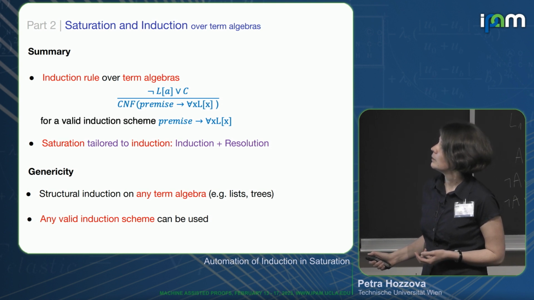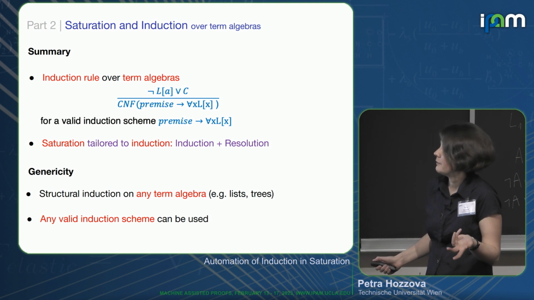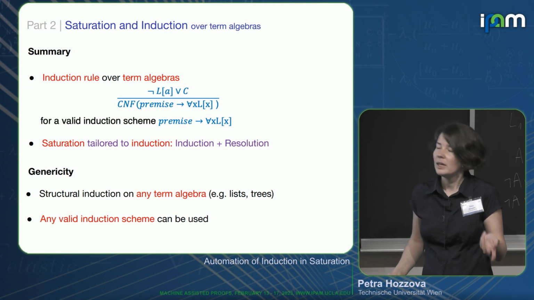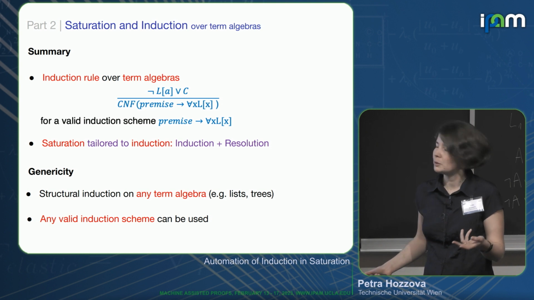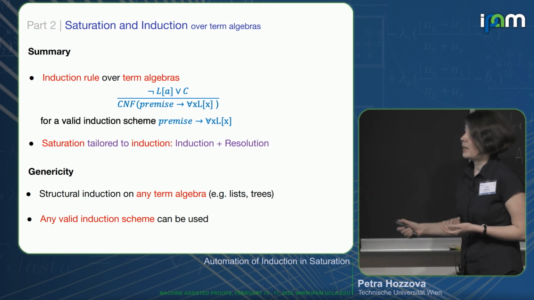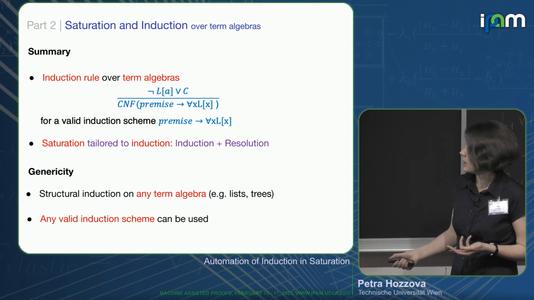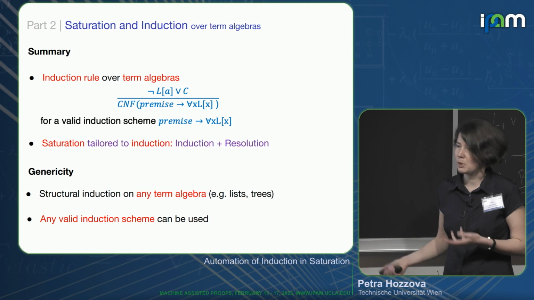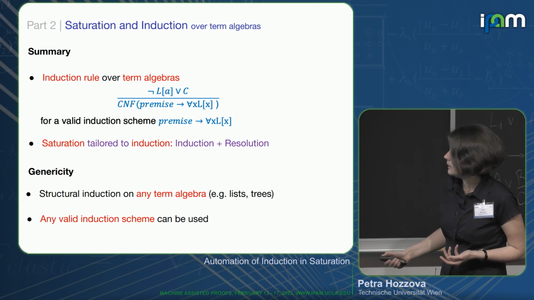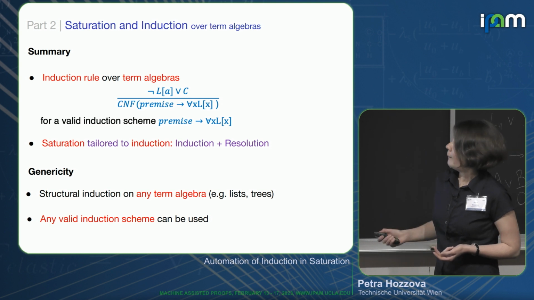We have to build the induction scheme for any inductively defined type or term algebra that we have, but this can be done fully automatically. It doesn't require any human input. And the second thing, any valid induction scheme can be used, and we can combine essentially any inductive type with any valid induction scheme. So we also have induction schemes based on some well-founded ordering and so on.